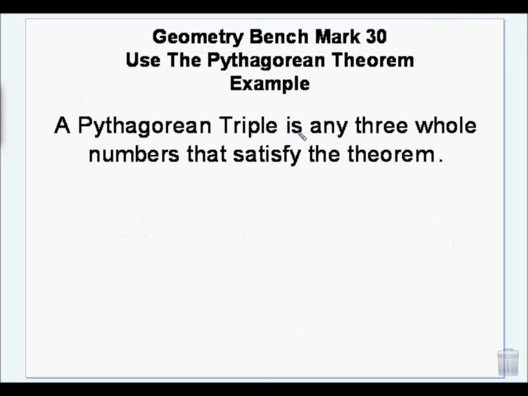A Pythagorean triple is any whole numbers that satisfy the theorem. So a very common Pythagorean triple is 3, 4, 5. So we have three whole numbers that satisfy the theorem, and I can show you that it does, because I can say 3 squared plus 4 squared is equal to 5 squared. 9 plus 16 is equal to 25. This is true. This is a Pythagorean triple.